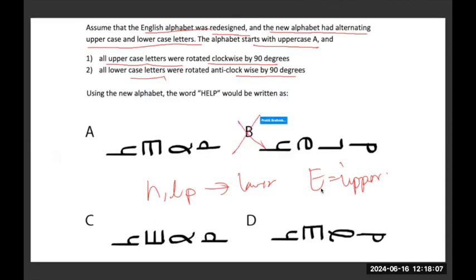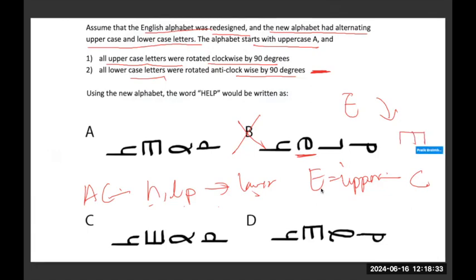So B automatically gets eliminated here. Between A, C and D, if H, L and P are in lowercase, they will have to be rotated anti-clockwise, versus this which is a clockwise rotation. E is like this. Its clockwise rotation will look something like this. Which means C is wrong, where this position is wrong.